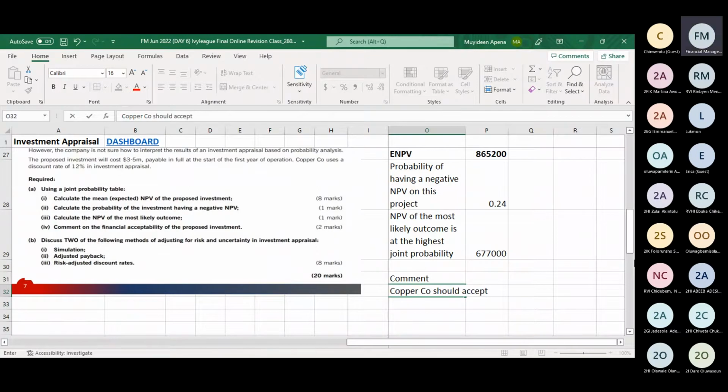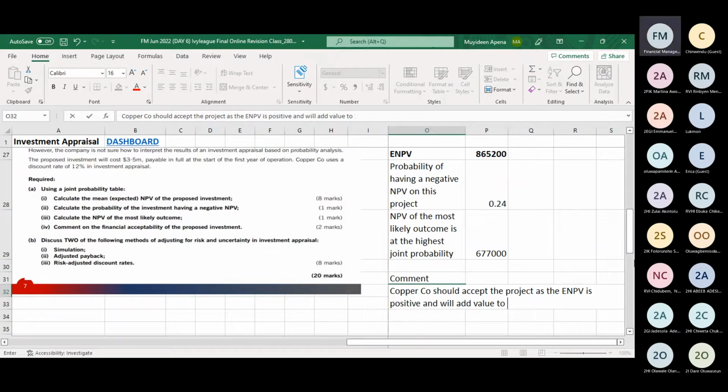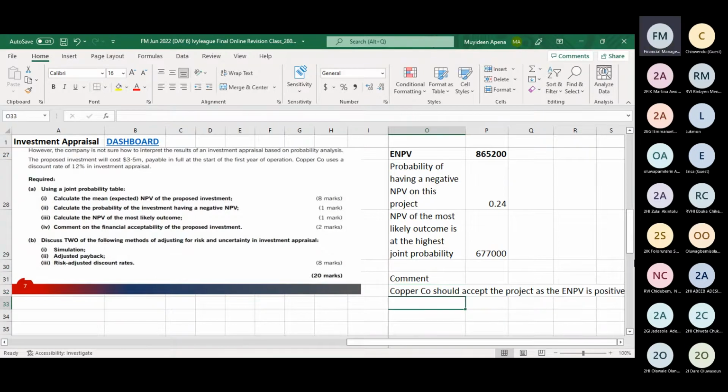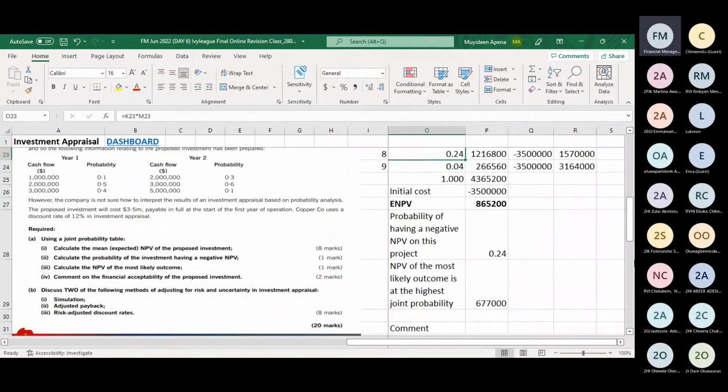Accept the project. Yeah, the NPV is positive. Even the expected NPV is positive and will add value to the investors' wealth, isn't it? That's what you are saying, isn't it? Okay, yes. That's a valid point. Is there any but there?